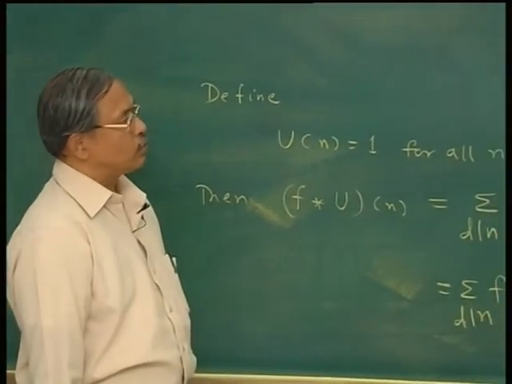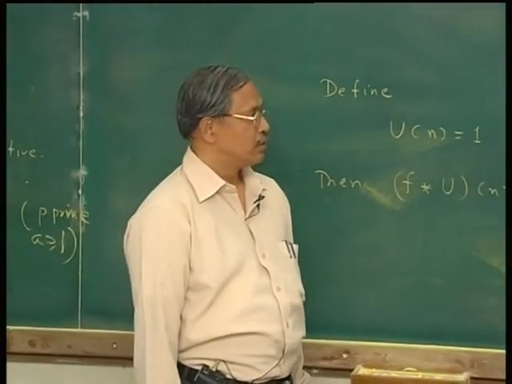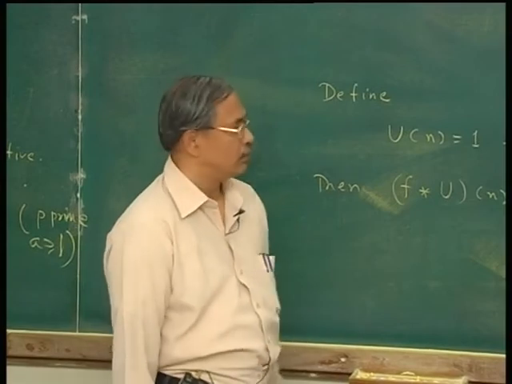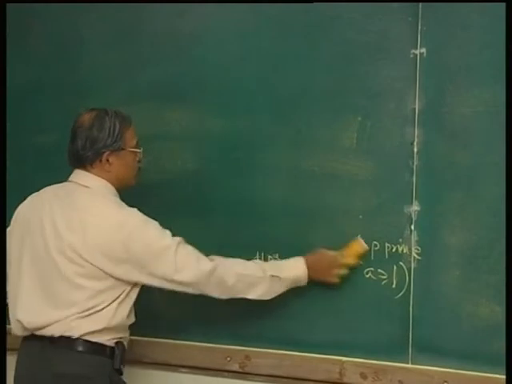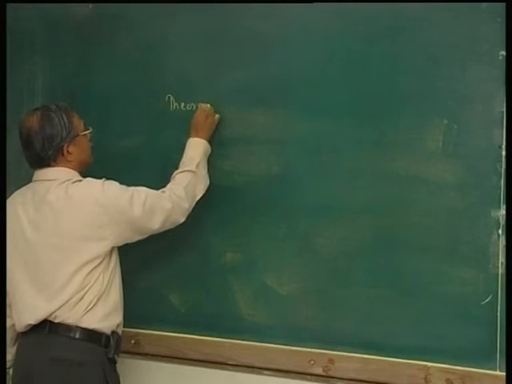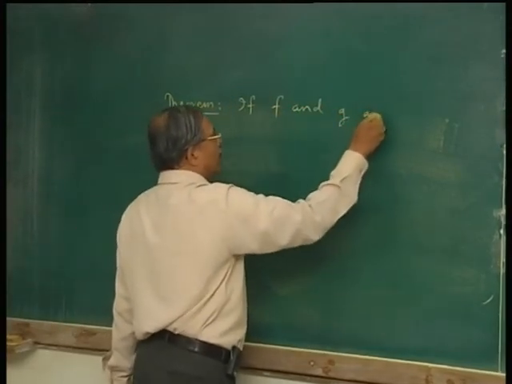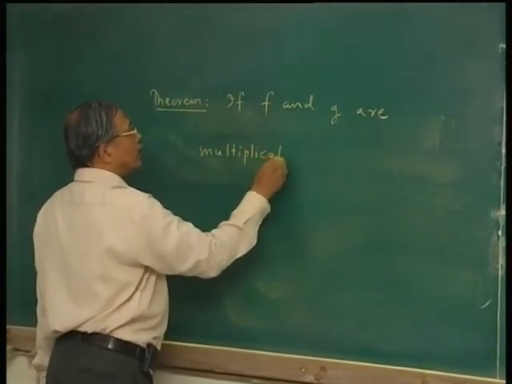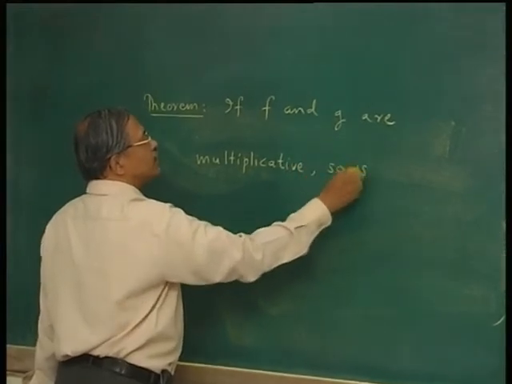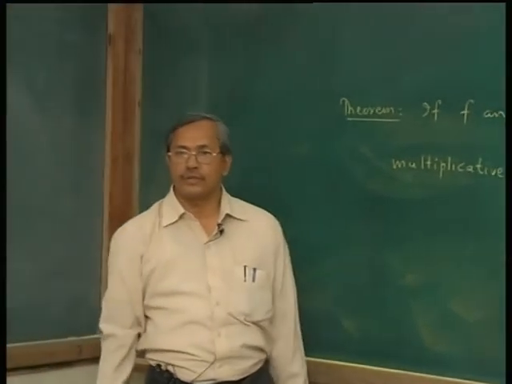In a similar manner, we can show that if f and g are both multiplicative functions, so is f star g. That is also true. So let us see that, and the proof is actually similar. So theorem: if f and g are multiplicative, so is f star g.